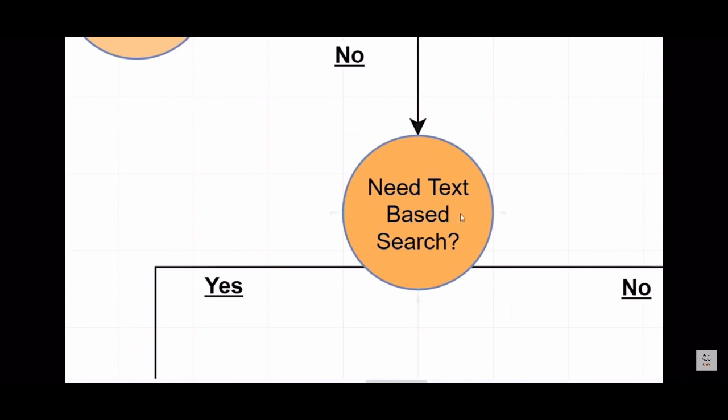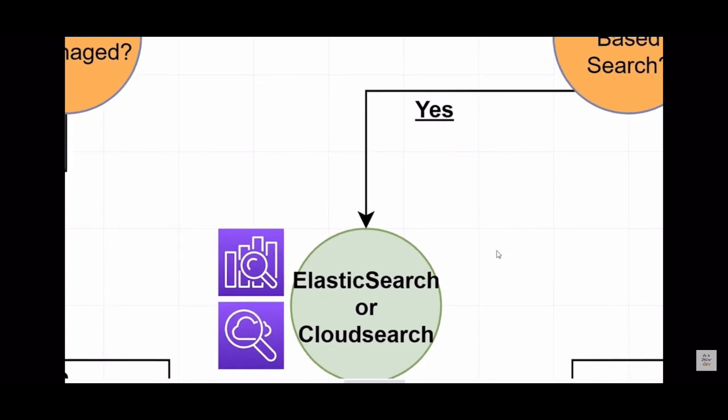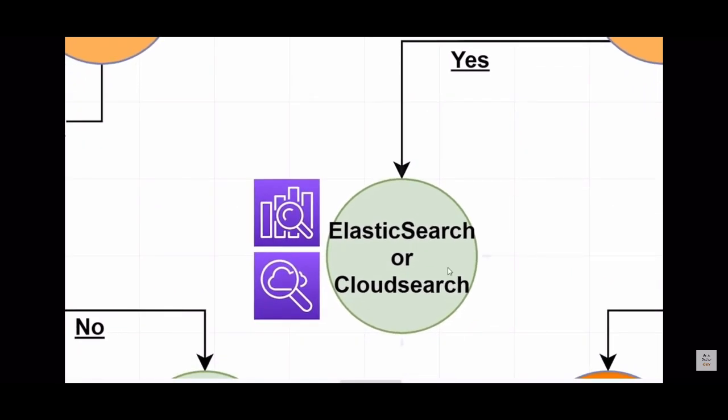This is a very niche question. It's very rare to need text-based search. It's useful for things like autocomplete on Google or any other search-based website. So if you do need text-based search, you only have a couple real options that'll work at scale. And those are Elasticsearch or Cloud Search.